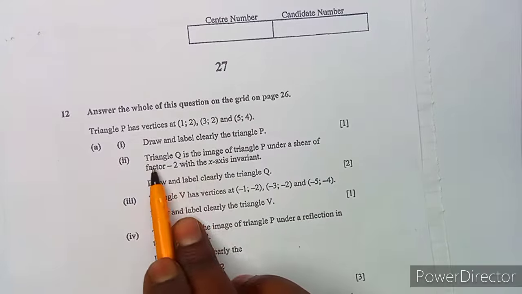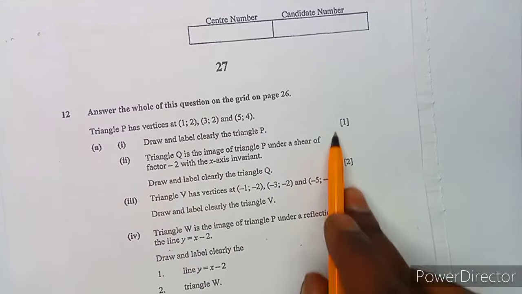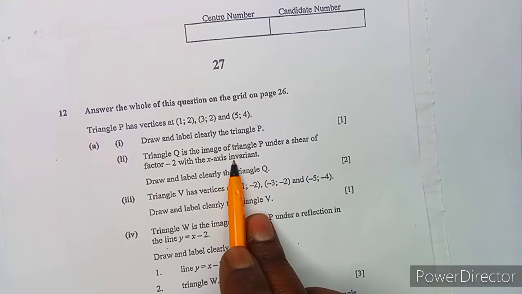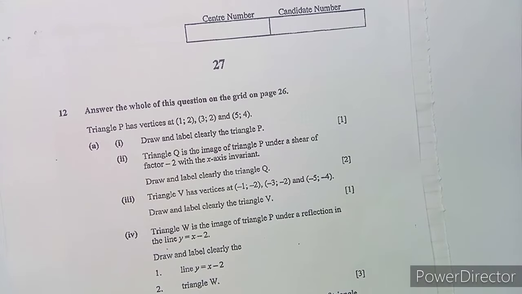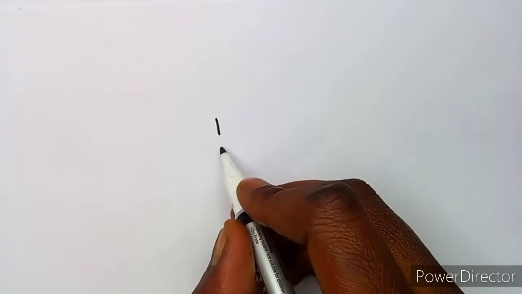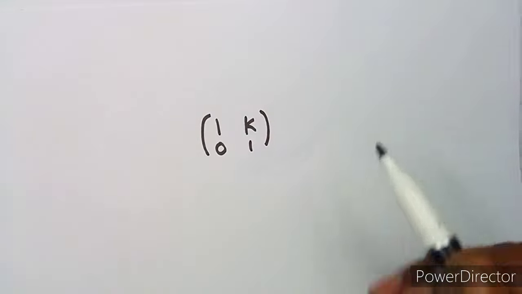And here we are given that triangle Q is the image of triangle P under a shear of factor minus 2 with x-axis invariant. Draw and label triangle Q. Okay, we know that a shear, you can write this using the matrix. You can work with the matrix for shear. And the matrix for shear is given by this one. This is the matrix for shear when it is x-axis invariant.